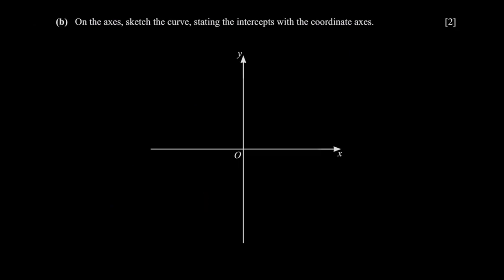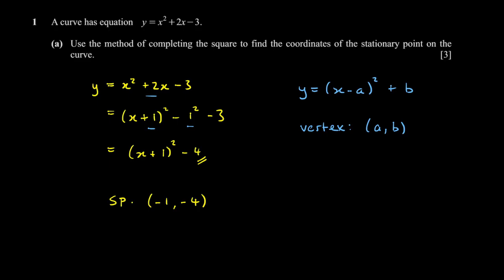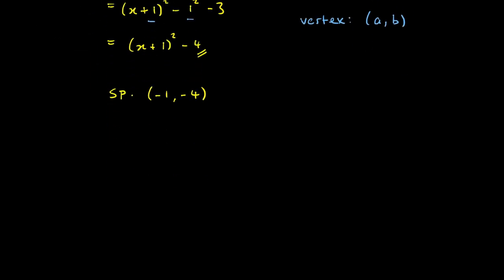Part B, on the axes, we want to sketch the curve stating the intercepts with the coordinate axes. So we want to know where it cuts the x and y axis. So how are we going to do that? Well, an x-intercept is when y is equal to 0. So we are trying to solve 0 is equal to x squared plus 2x minus 3.